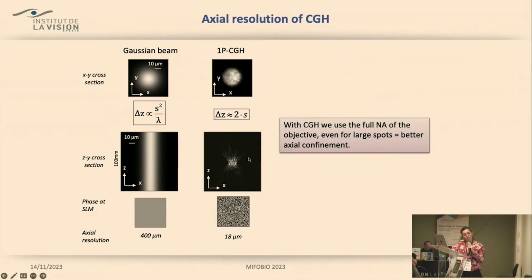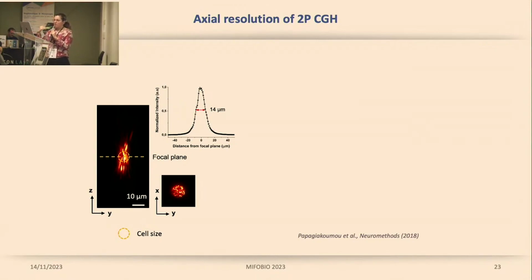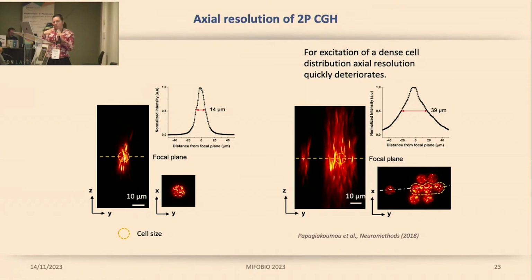With computer-generated holography, we can always keep a nice axial confinement because we always illuminate the whole back aperture. The light is redirected to the places we want just because we do phase modulation, okay? But still, when we use 2-photon excitation, things get even better because we have the 2-photon effect that improves our depth of focus, if you wish. However, the problem remains if we start to illuminate a lot of targets, and it becomes even more severe if the targets are close together.